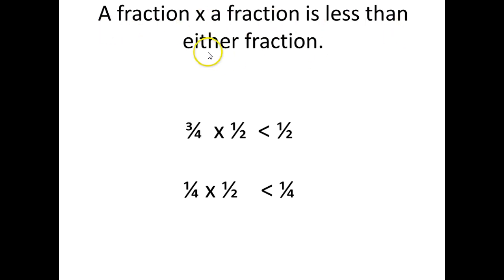A fraction times a fraction is less than either fraction. So if I'm taking a fraction times a fraction, my numbers are going to be getting smaller. So 3/4 times a half is less than the half, because times means of. 3/4 of a half is less than a half, because I don't have the whole half. 1/4 of a half is less than 1/4.